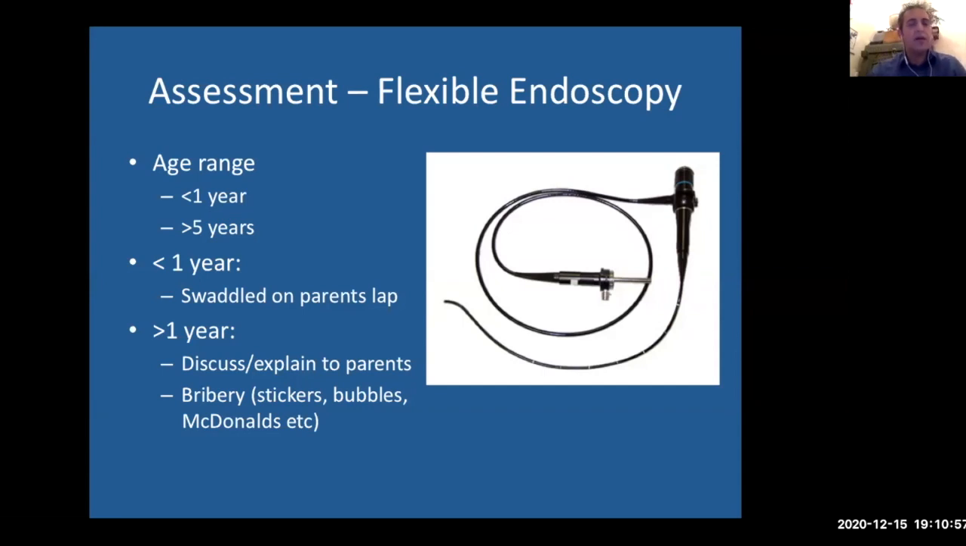If they're older than a year, I will always discuss and explain to the parents that we can do it in clinic if they agree. It will be a bit traumatic for the child. If the parents agree, you can usually manage to get quite far with bribery. Depending on the age group, it's either stickers, bubbles, sweets, and the ultimate bribery tool will be McDonald's. We've managed to get most patients scoped if there's a promise of a happy meal at the end of the clinic.